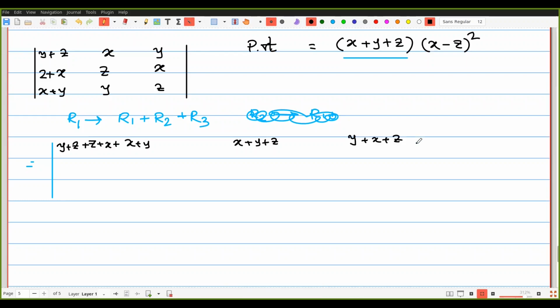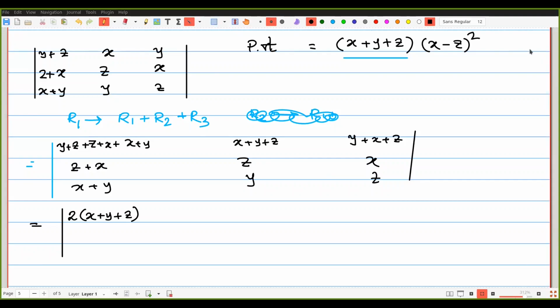Now, what we are doing? The row 2 and row 3 are remaining unchanged. So x plus y, y, z. Okay. Now look at the first row. That is x plus x, that means 2x, y plus y, that means 2y, z plus z, that means 2z. So taking 2 common, we have x plus y plus z. Then x plus y plus z, then x plus y plus z.